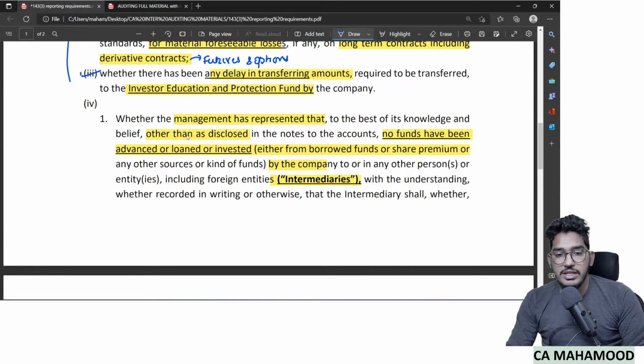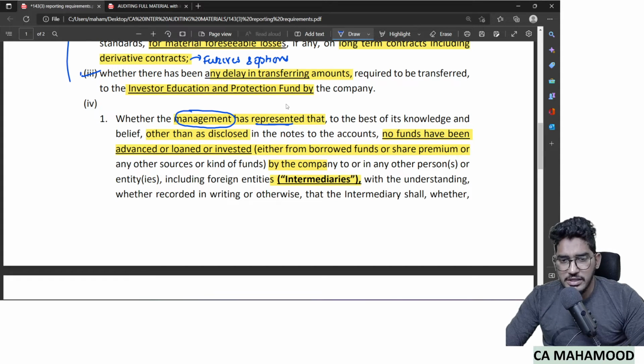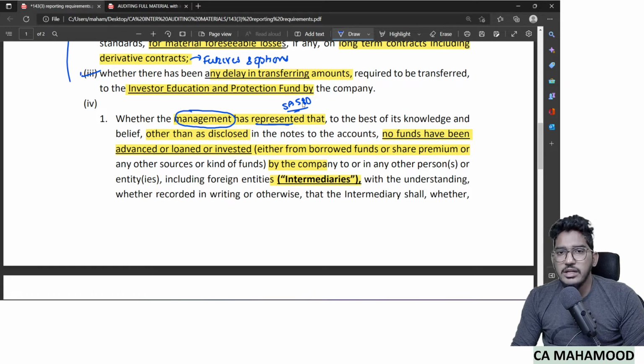What they are trying to say is, whether management has represented that, nothing but you should mention whether management gave you representation. Representation means nothing but confirmation, nothing but written representation. In the SA 580 standard, which is part of the CA Inter syllabus, there is a written representation requirement. The same thing they are asking, whether you asked the management to give the confirmation.